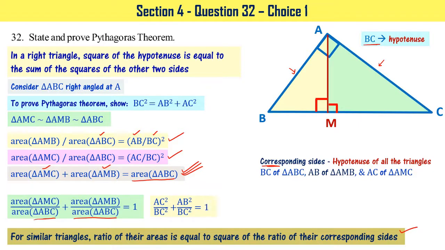Let's substitute that. This particular equation now can be written as (AC square plus AB square) divided by BC square equal to 1. Let me take BC square onto the other side so that I can write it as BC square equal to AB square plus AC square. That is what we wanted to show to prove Pythagoras theorem, right? We got BC square equal to AB square plus AC square. Hence, we can say that in a right triangle, square of the hypotenuse is equal to the sum of the squares of other two sides. Please note this theorem. This is called Pythagoras theorem.